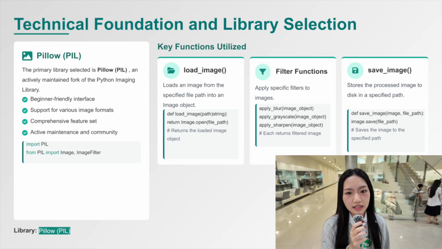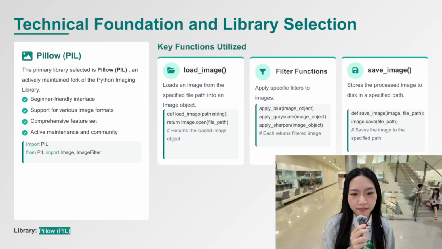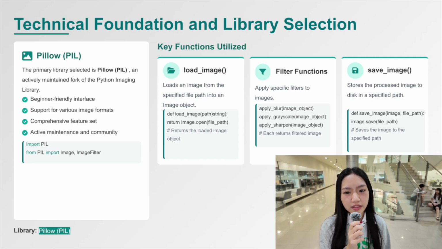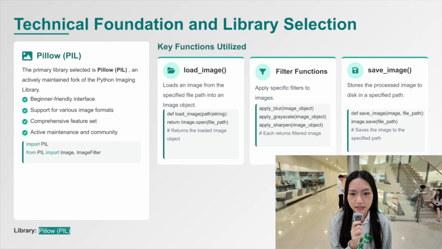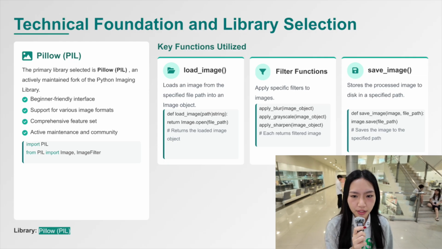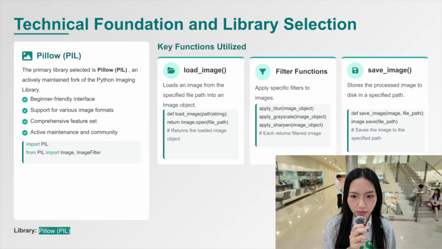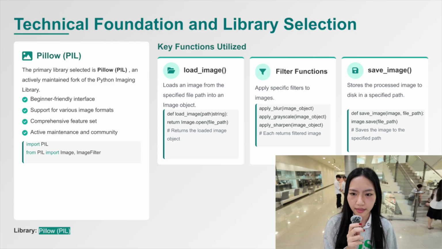For key functions, the load image function loads an image from the specific file path into an image object. The filter function applies specific filters to the images, such as blur, grayscale, and sharpening. And the save image function stores the processed image to disk in a specific path.